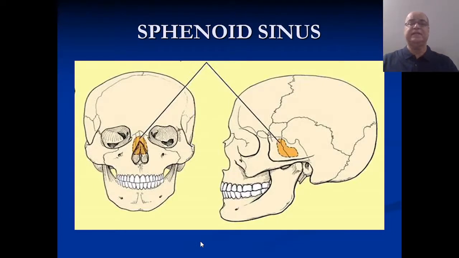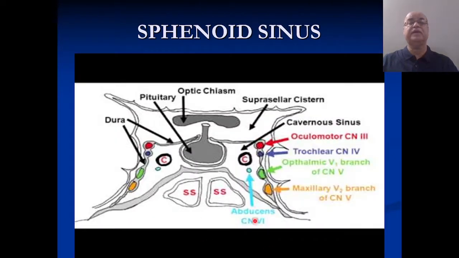Sphenoid sinuses, again asymmetry is quite common, just like the frontal sinus. So these are the sphenoid sinuses. You can see they are unequally divided by again a thin bony septum. Laterally in relationship there is the cavernous sinus, and in the cavernous sinus we know that the third, fourth, fifth and sixth cranial nerves are there along with the internal carotid artery as well.